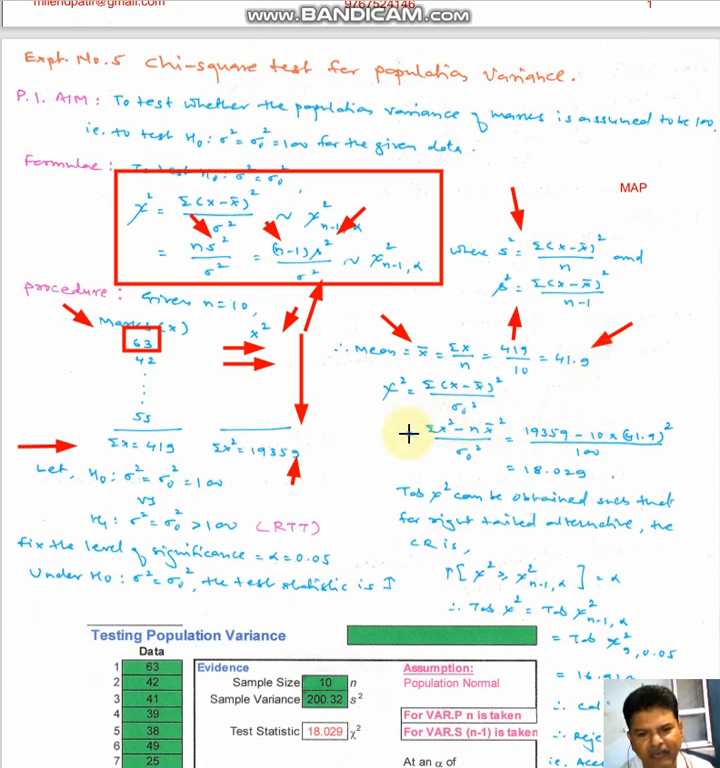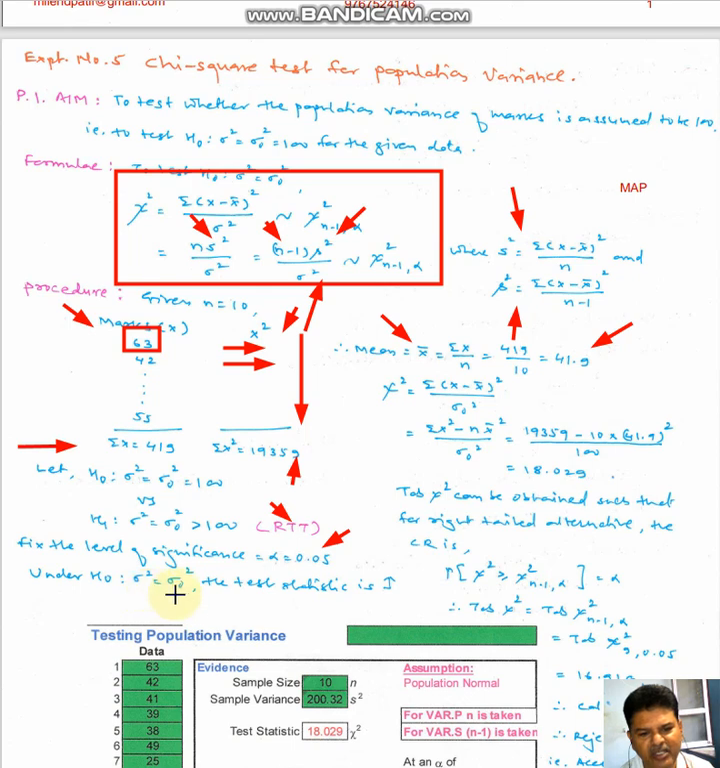Then we have to state the null hypothesis and the alternative hypothesis. What is the null hypothesis? Sigma square is equal to sigma naught square, which is equal to 100. And the alternative hypothesis is sigma square greater than sigma naught square, which is greater than 100. So it is a right-tailed test. The level of significance in this case is 0.05.